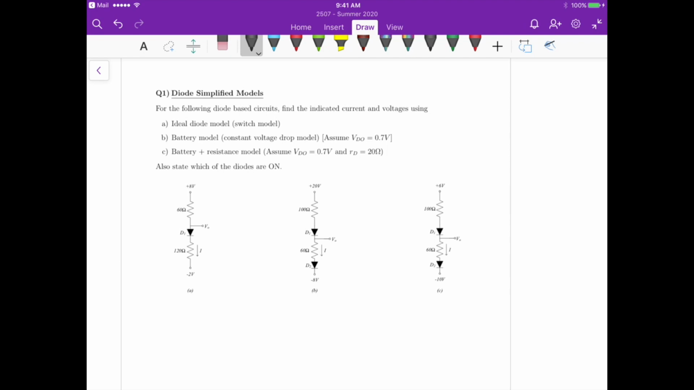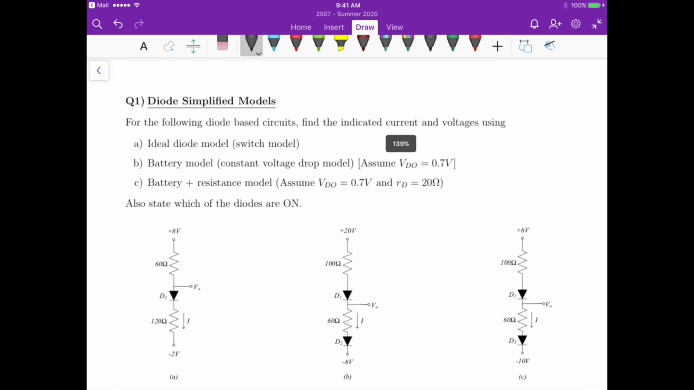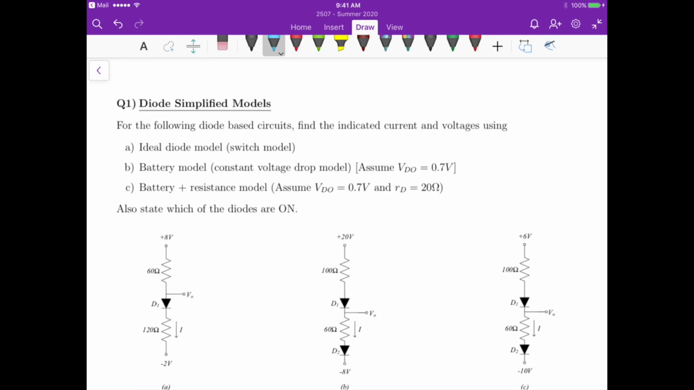So for the ideal model, I'll just quickly review this with you. For the ideal model, the diode just becomes a short circuit, right? For the battery model, we use the diode along with the battery. So we can draw the battery for the diode, and then just another diode to remember that it's placed in that branch in the circuit.